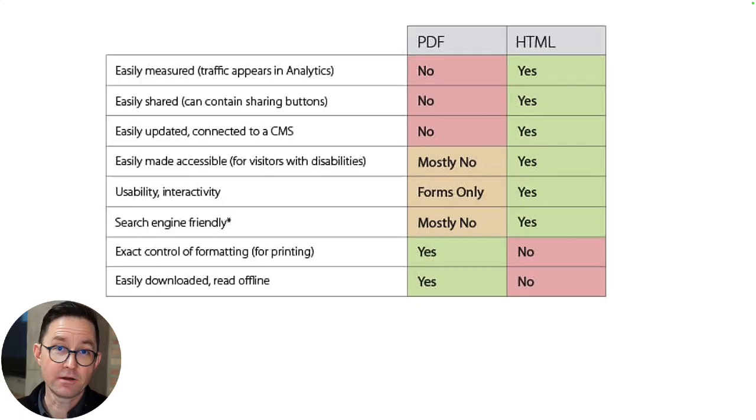They're not easy to share. There's no interactivity built into them. They're not easy to update. It's literally a print simulation. They're not accessible for people with disabilities. They're not search friendly. There are no SEOs who'd recommend a PDF as a go-to format for search. Yes, you can control the exact formatting, and it's easy to download offline, but this does not align with digital content best practices.